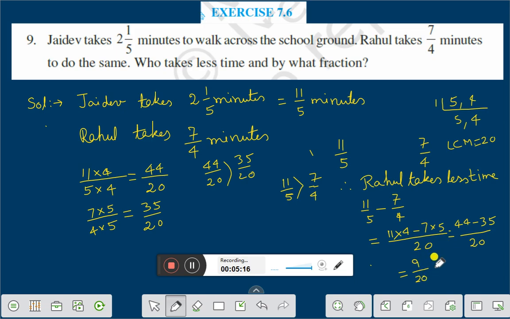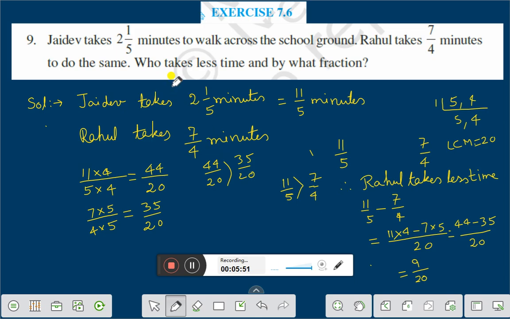9 by 20. Okay. Now the question is, Jaidev takes 2 and 1 by 5 minutes to walk across. So Jaidev takes 2 and 1 by 5 minutes, that is 11 by 5 minutes, and Rahul takes 7 by 4 minutes. First of all, you have to find which fraction is greater, right? This is 11 by 5 and this is 7 by 4. We take the LCM of 5 and 4, that is 20. You have to make the denominator the same, that is 44 by 20 and 35 by 20. 44 by 20 is greater than 35 by 20. That means 11 by 5 is greater than 7 by 4.